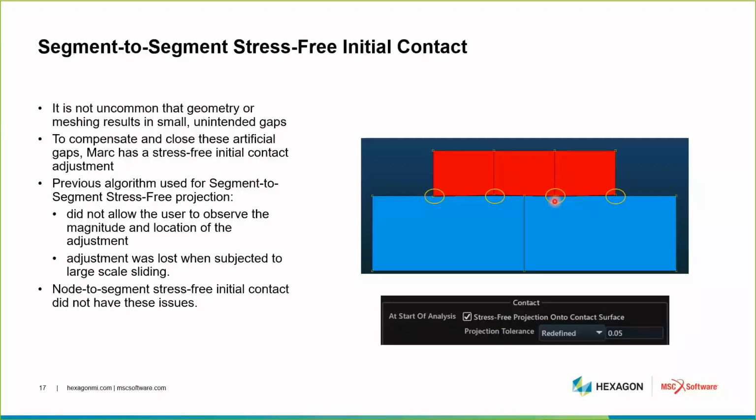It's not new to segment. We had a previous algorithm that we used. The problem is that it didn't allow the user to observe the magnitude and location of the adjustment, and the adjustment was lost when you subjected it to large-scale sliding. This was not an issue with node to segment, and still is not an issue with node to segment. It was only segment to segment that illustrated this problem because of the initial way we set it up.